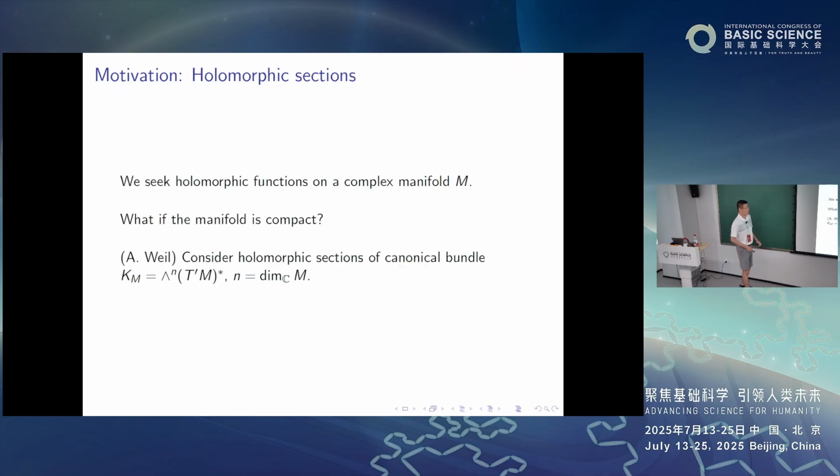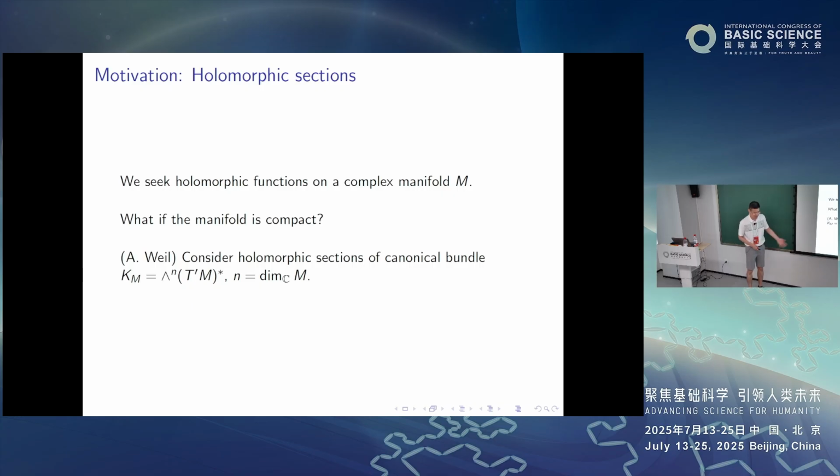So in higher dimensions, we look at several complex variables. They also look at functions on complex manifolds. But what if the manifold is a compact complex manifold? Then unfortunately, by the maximum modulus principle, there's no non-constant holomorphic function on a compact complex manifold. So what do we do? The answer is to consider holomorphic sections of the canonical bundle.